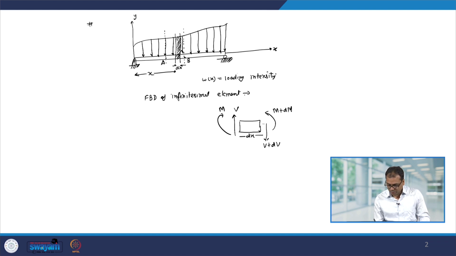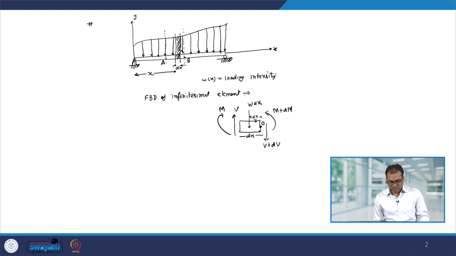So, the load will be the load intensity W multiplied by the horizontal length, which is dx. Therefore, the load will be W dx and it will act at a distance of dx by 2, because the length is dx. So, this will be dx by 2 and also on the other side it will be dx by 2. Let us consider that this point is O for the analysis.